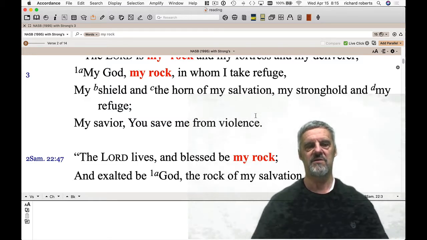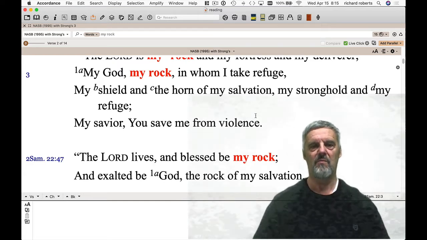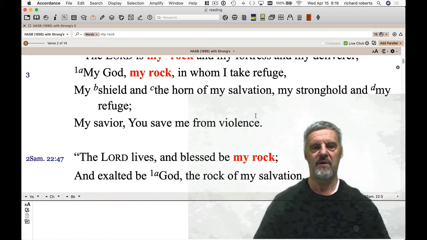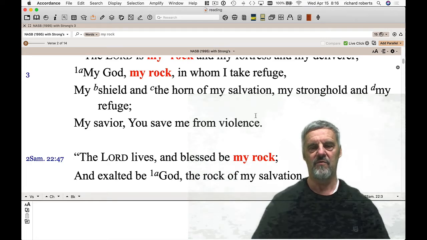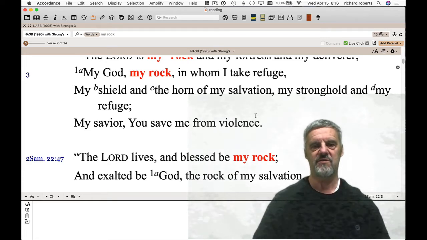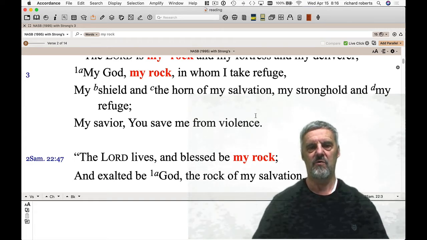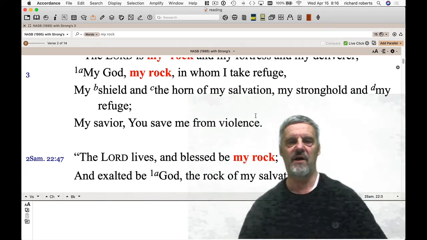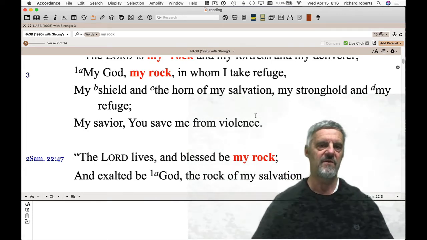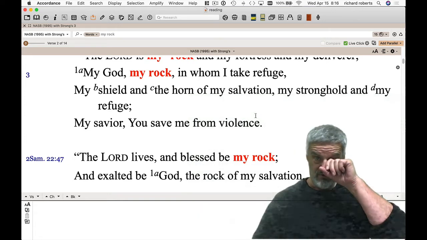Now David says, the Lord, you are my rock. You are my protector. You're the one that I can count on to protect me. So in this time of a lot of fear and anxiety over this virus that's going around, let's remember we have a protector. We have one to whom we can run for help and just find rest in his refuge. And that, of course, is the Lord.